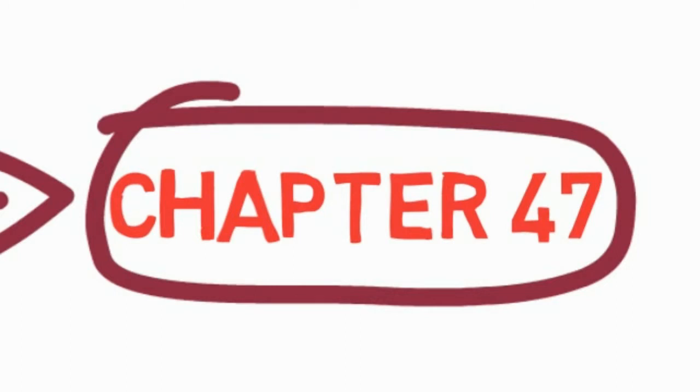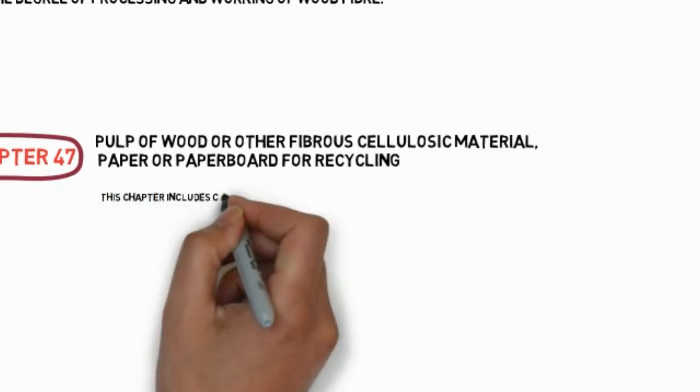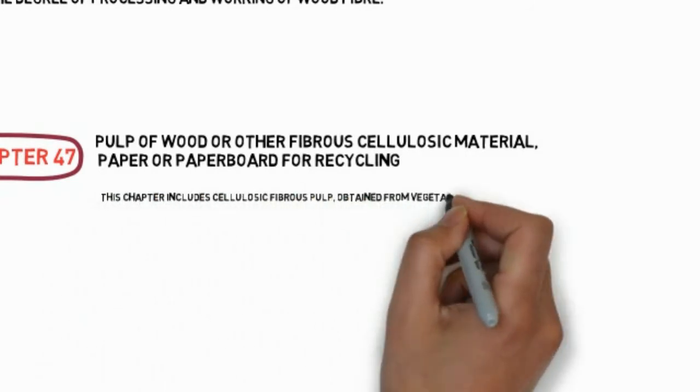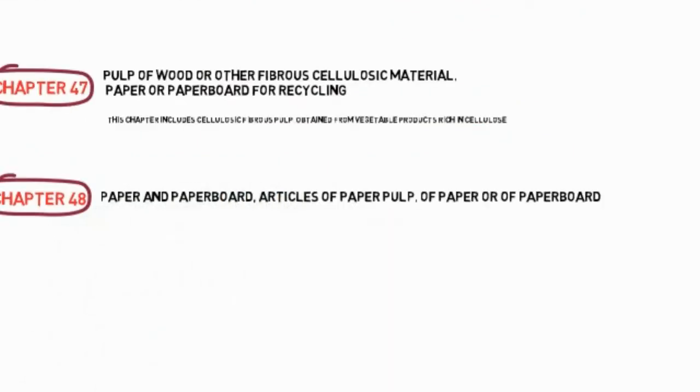Chapter 47: Pulp of wood or other fibrous cellulosic material, paper or paperboard for recycling. This chapter includes cellulosic fibrous pulp, obtained from vegetable products rich in cellulose. Pulp that is the subject of significant international trade is pine, fir and poplar wood pulp. Depending on how they are prepared, wood pulp is known as mechanical pulp, chemical pulp, semi-chemical pulp or chemomechanical pulp. Other materials than wood are also used as raw materials for the manufacture of pulp for the paper or cardboard industry.